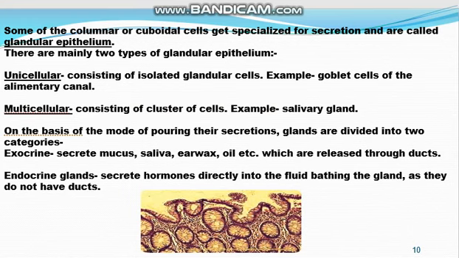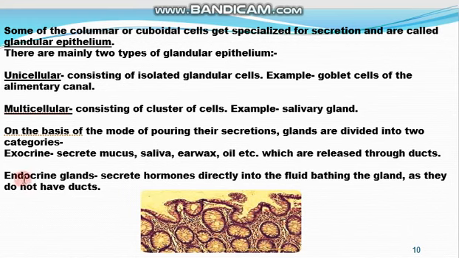And on the basis of mode of pouring their secretion, glands are of two types, that is exocrine and endocrine. Exocrine glands are those glands whose secretions are released through ducts, for example mucus, saliva, earwax and oil. These are the secretions of the exocrine glands. These secretions are released through ducts and they are known as exocrine glands.